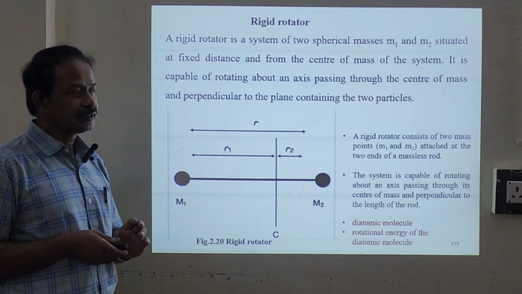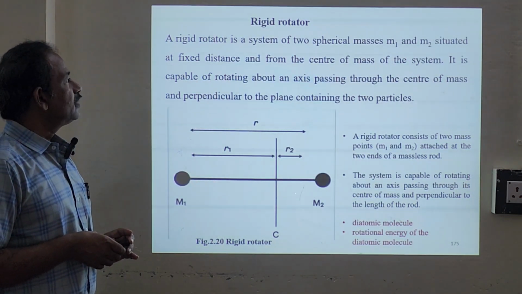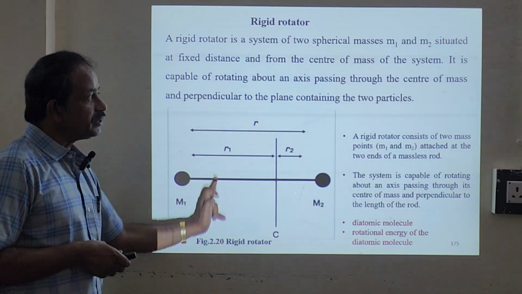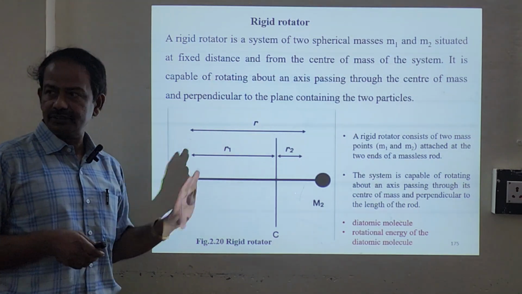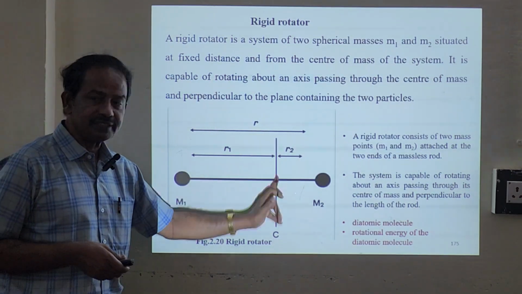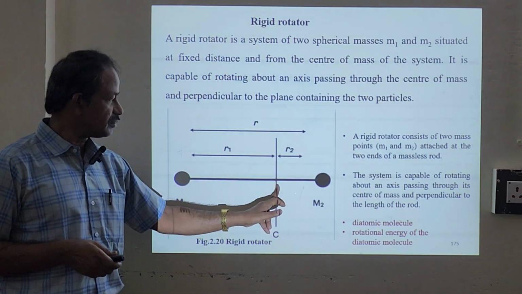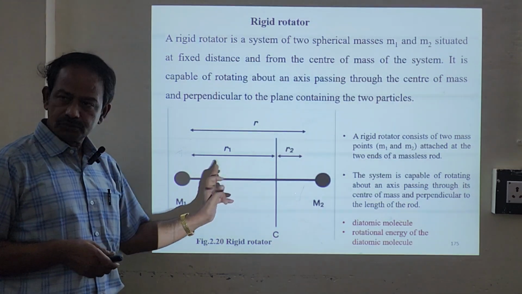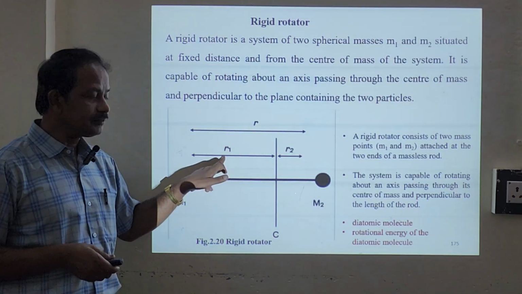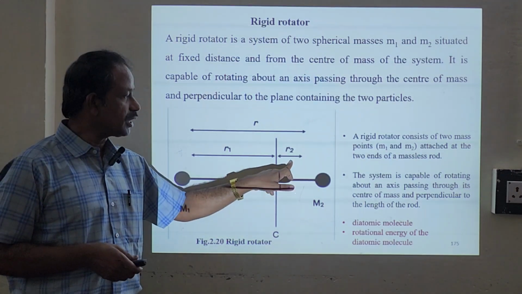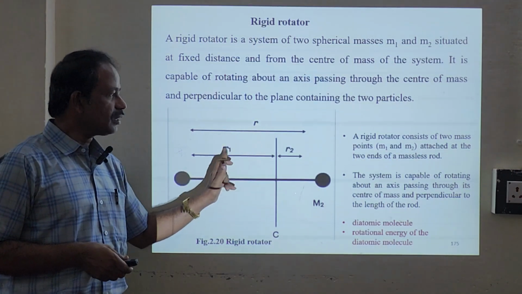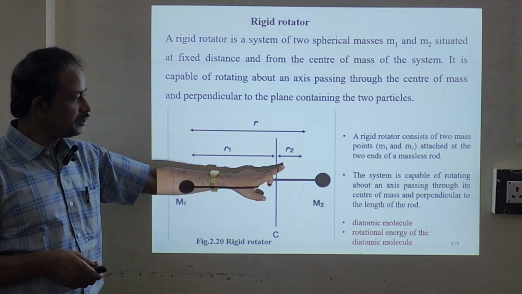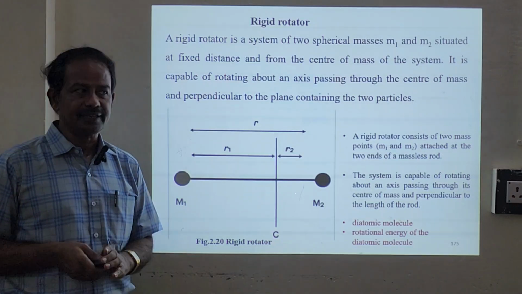Center of mass we know already. The system is capable of rotating about an axis passing through the center of mass and perpendicular to the plane containing the two particles. This is your center of mass, this is mass 1 and this is mass 2. The distance from the center of mass to m1 is r1, and to m2 is r2. The total distance is r, which equals r1 plus r2, and of course m1 r1 must be equal to m2 r2.